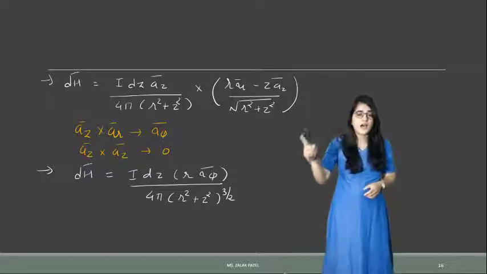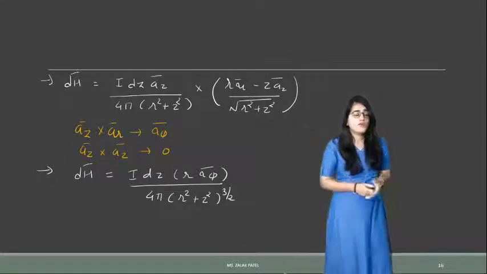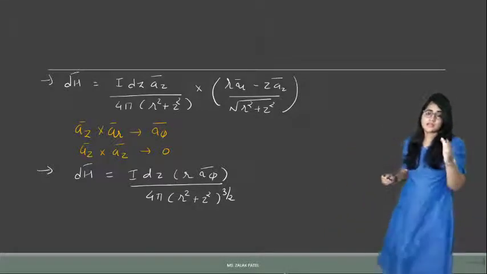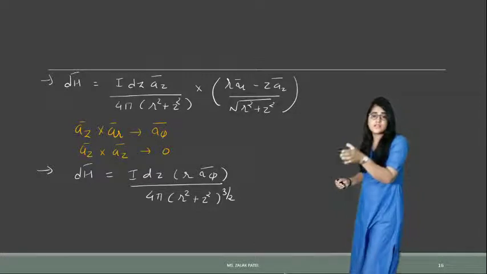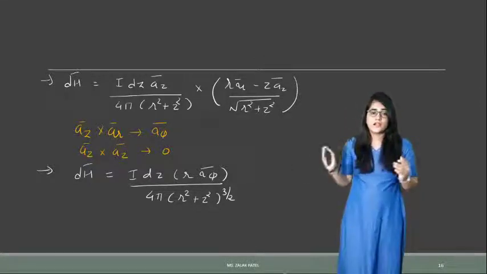So z cross r is phi, and z cross z is 0. We have already discussed the cross product direction in unit number 1: if the two vectors are in the same direction, then the cross product is 0. So here again z cross z is 0, and az cross ar.